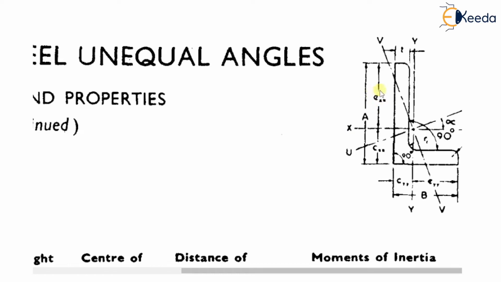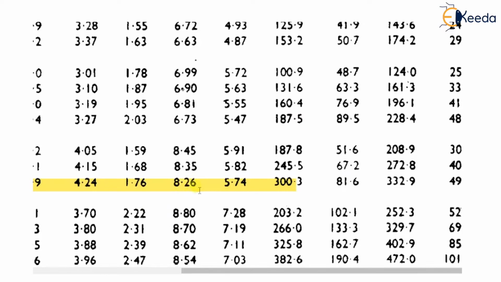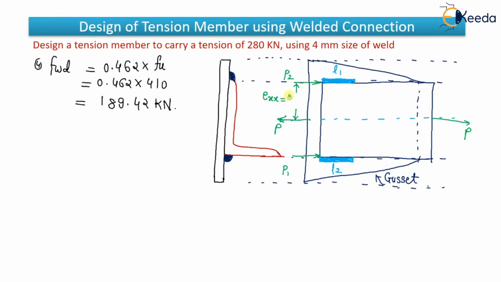Okay, so this distance is EXX, and how much is the value they have given? It is 8.26, that is 82.6 mm. So this value I will put there, 82.6, and where it will be used I will show you that also. Okay, so the value of EXX is 82.6. Coming back to our question, this value is 82.6 mm. Okay, now this value is clear.